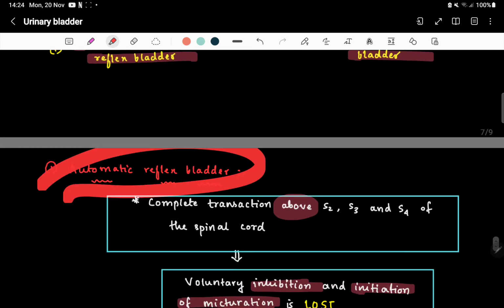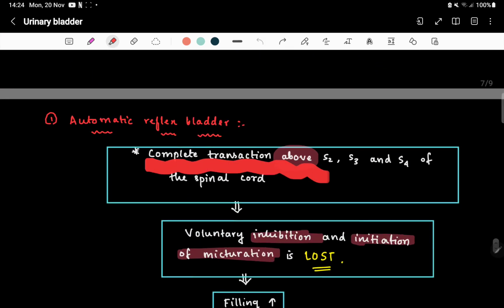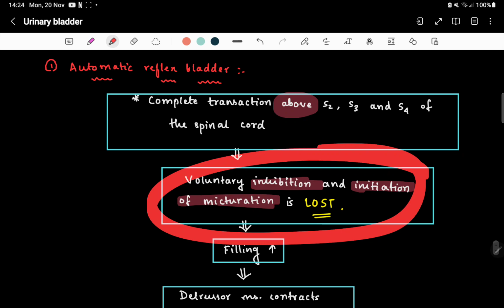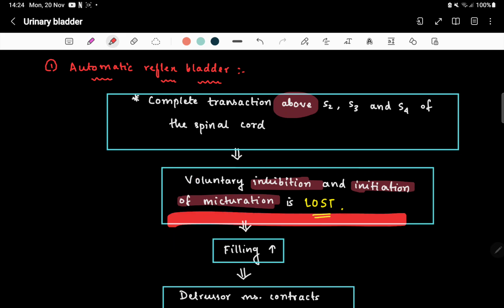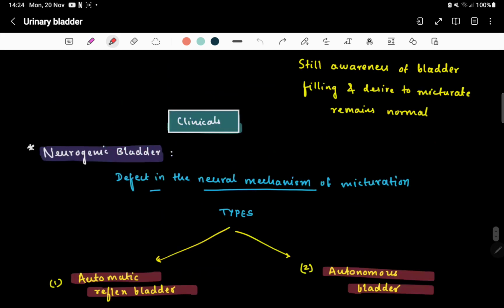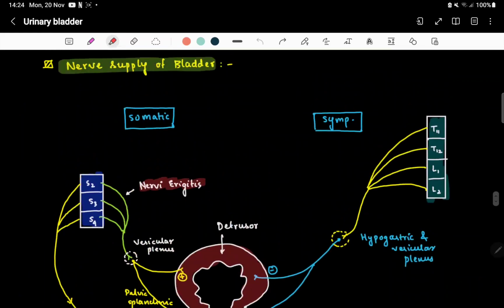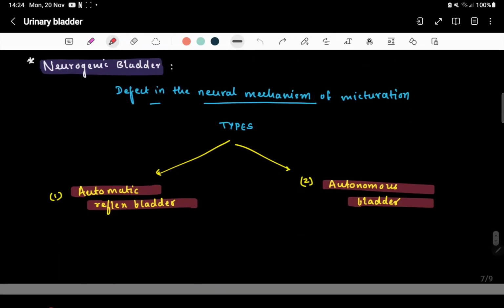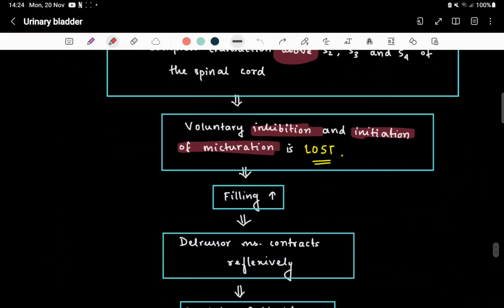So what is the automatic reflex bladder? It is a complete transection above S2, S3 and S4 of the spinal cord. If there is transection above this level, these nerves won't work, the nervi erigentes won't work, and voluntary inhibition and initiation of micturition is lost.